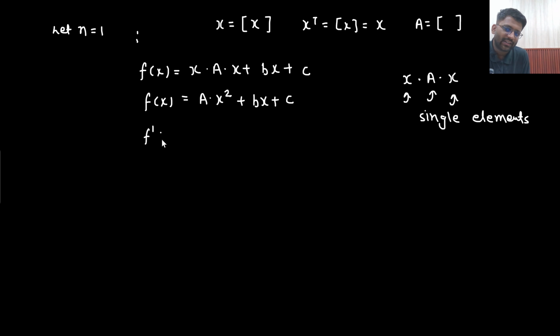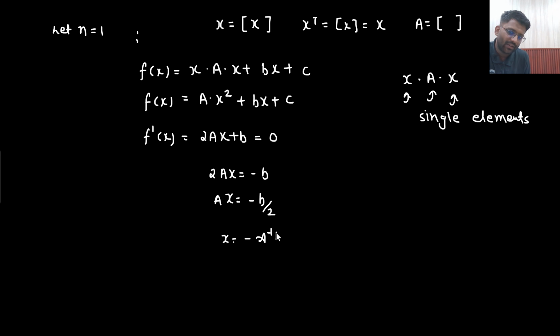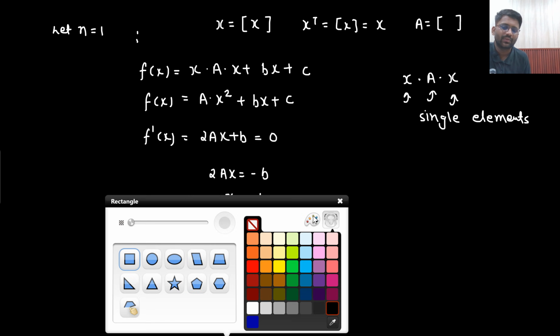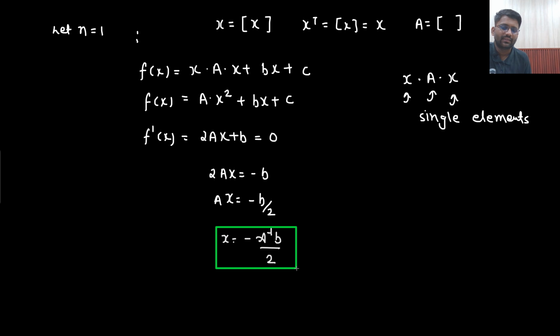I need to differentiate this and then put that equal to 0. So what are you getting? 2ax plus b. Differentiation of a constant will be 0. Equals 0. So 2ax is coming out to be equal to minus b. Ax is equal to minus b by 2. Then x goes here. Multiplying both sides with A inverse, it will become minus A inverse b divided by 2. That's it. This is the answer. Okay.